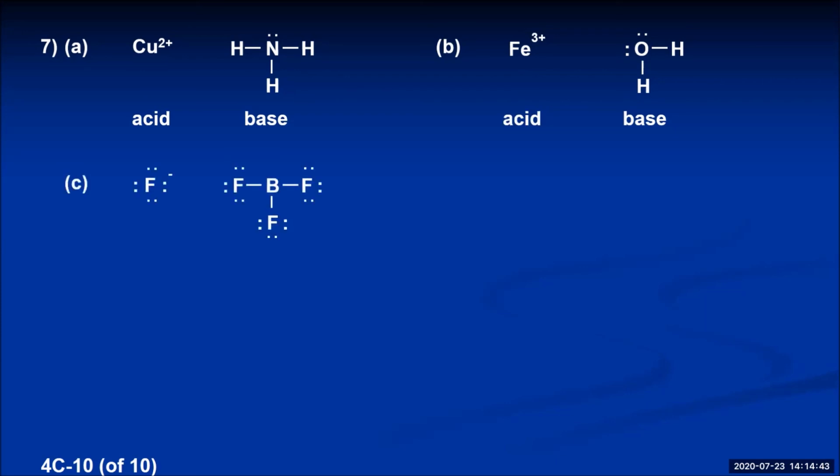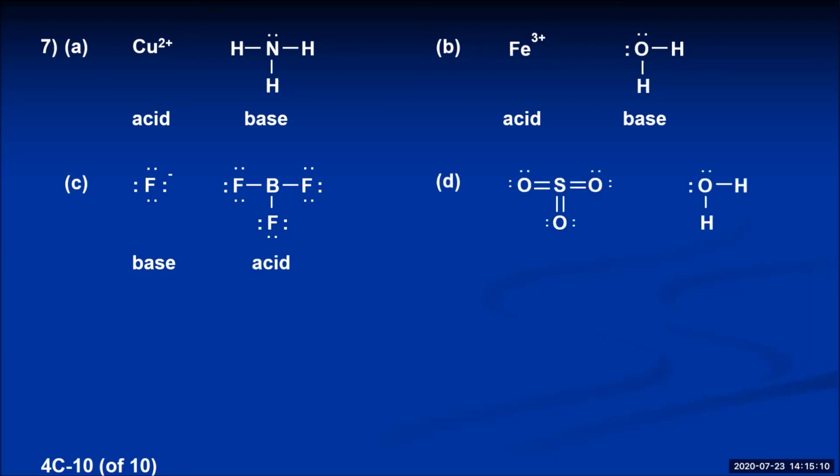C, the reaction is between BF3 and a fluoride ion. The BF3 molecule has a central atom, boron, that does not have a complete outer shell. It can accept an electron pair, and the fluoride ion has 4 lone pairs. It can donate one of those. So if the fluoride ion can donate a lone pair, it's a Lewis base, and the boron atom can accept the lone pair. That's going to be the Lewis acid.